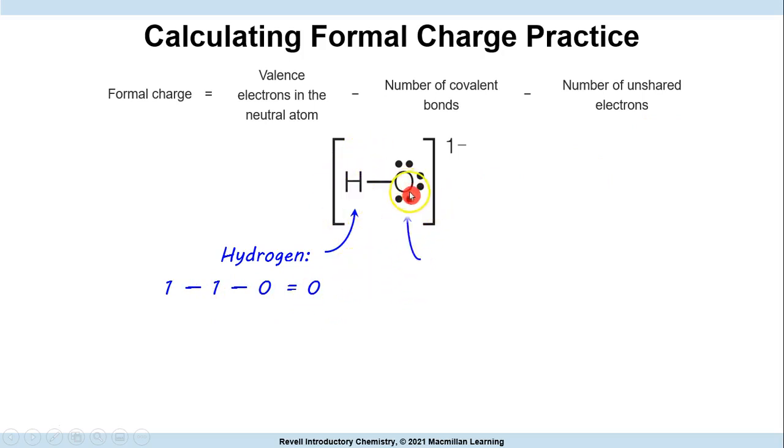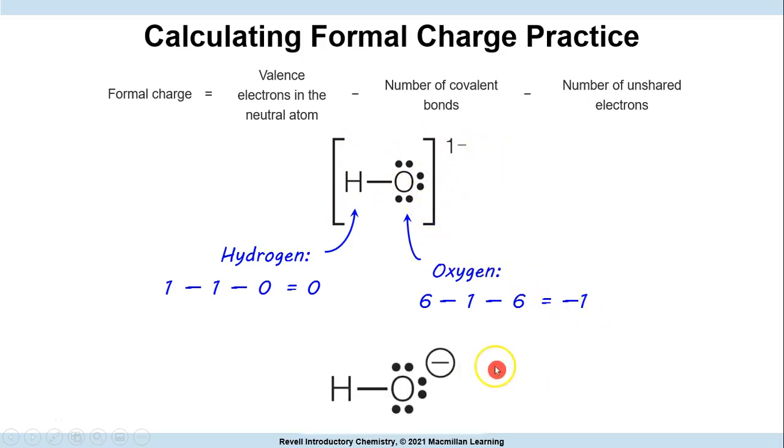Now let's look at the oxygen atom. To calculate the formal charge, we have valence electrons in the neutral atom. Oxygen has 6 valence electrons in the neutral atom, minus the number of covalent bonds. Here we have just one covalent bond, minus the number of unshared electrons. Here we have 1, 2, 3, 4, 5, 6 unshared electrons. So 6 minus 1 is 5, minus 6 is minus 1. So that is the charge, and the overall charge of this ion is minus 1. So that is where the minus comes in.